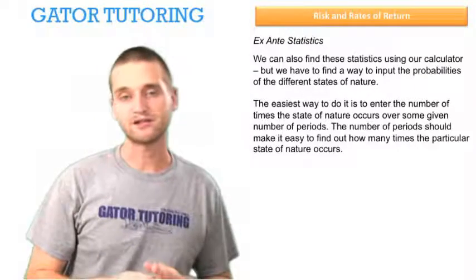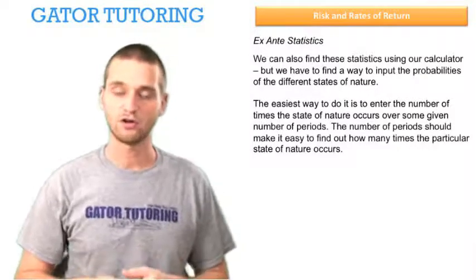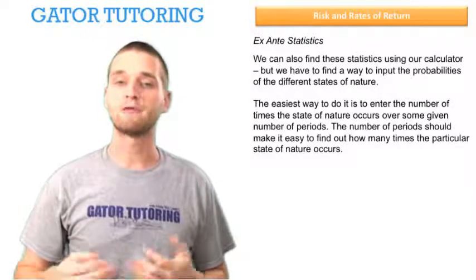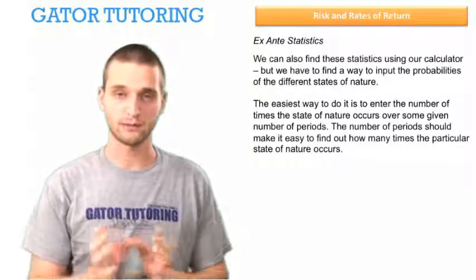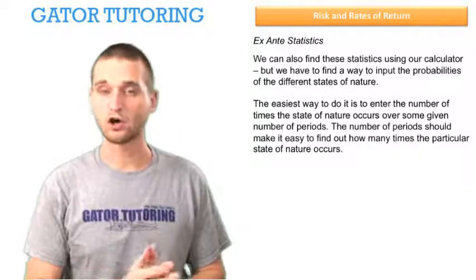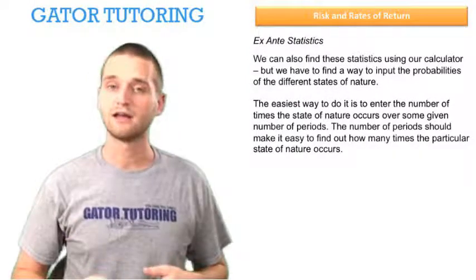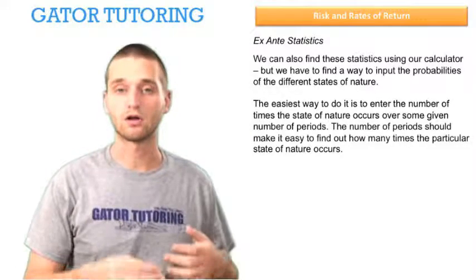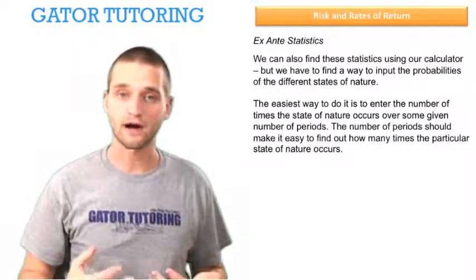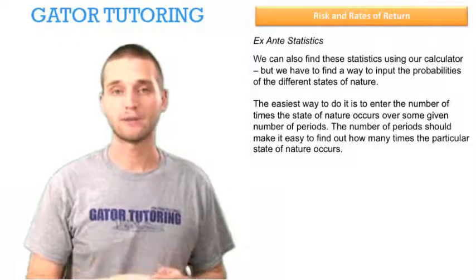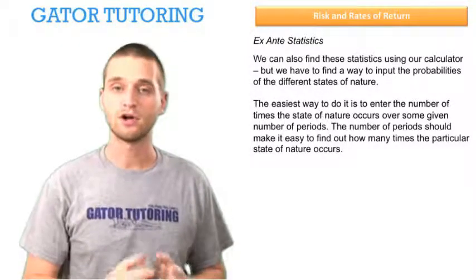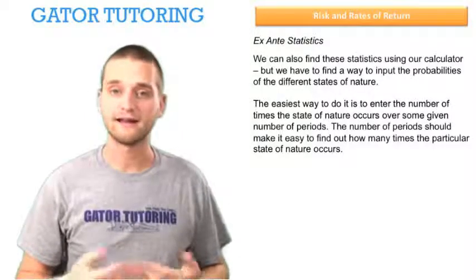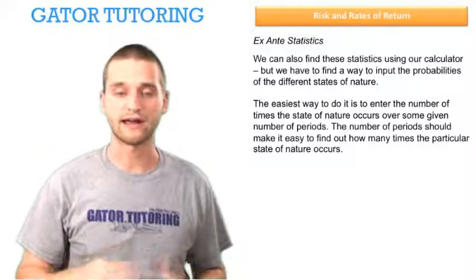So to do that, instead of putting in 40% and 60%, we're just going to come up with some fixed number of periods. Let's just say 10. And that will make it easy if we assume those two probabilities for the high period and low period over those 10 periods. Well, if high period occurs 40% of the time, then we'll expect to have 4 high periods. And if the low period occurs 60% of the time, over those 10 periods, we'll expect to get a low period 6 times. So we can use that information to input this into our calculator.